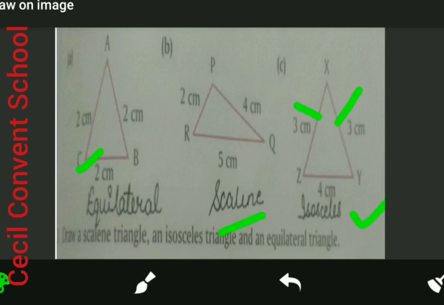Clear students? So students, today we have done angles. What are the angles? Then we have done interior and exterior points of the angles. After that we have discussed triangles. And on the basis of that we have done activity 4 and activity 5.